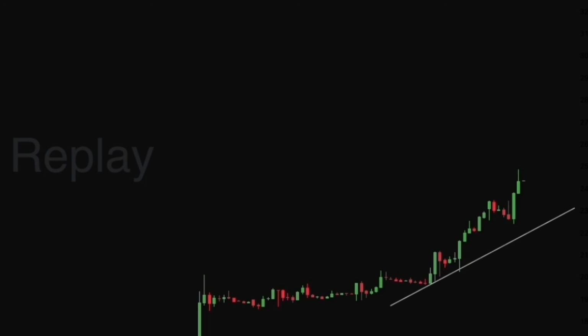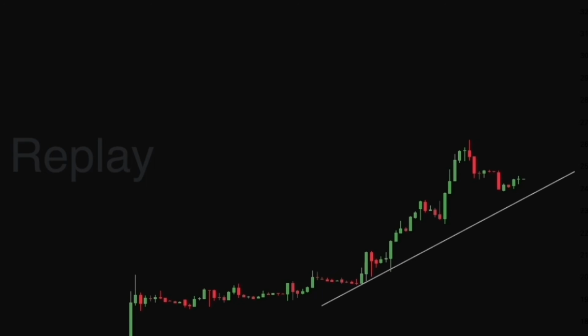See this right here? Price tapped this line 3 times and every time it bounced. That line isn't random. It's a trend line. One of the simplest ways to find where price is likely to move next. In this video, I'm going to be showing you exactly how to trade options using trend lines step by step. I'm going to show you how to find them, when to enter, when to exit, and even how to find the right options contract for your budget.